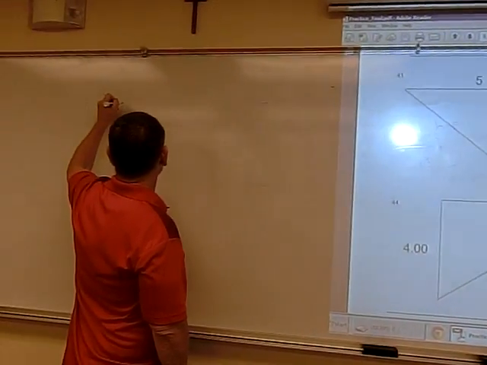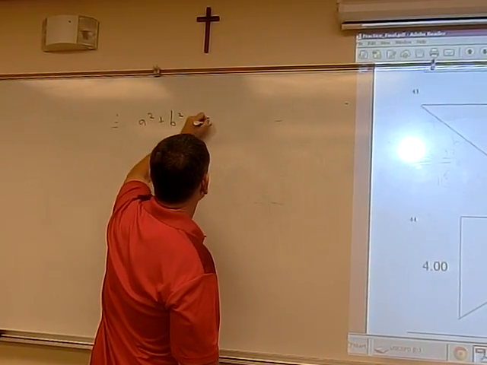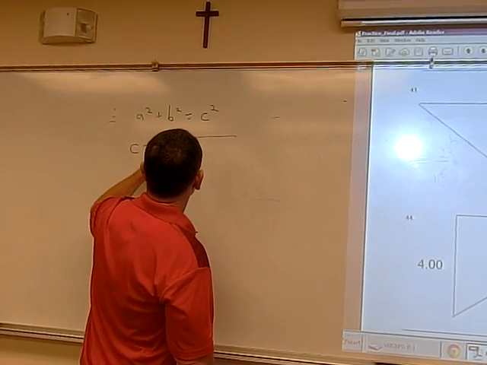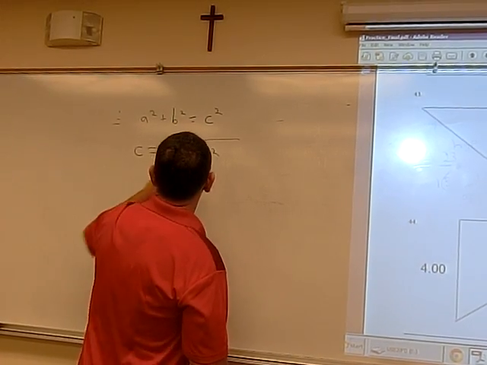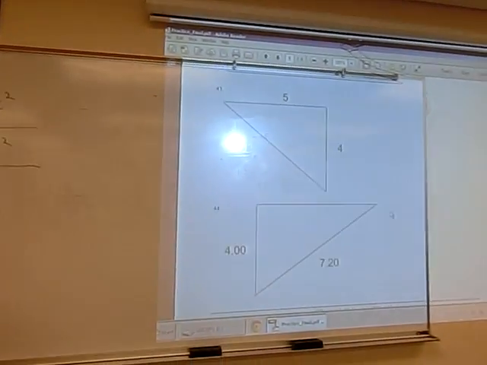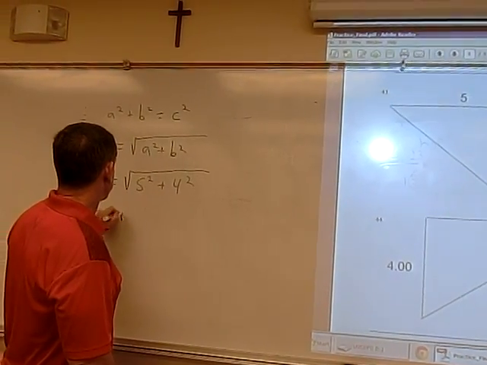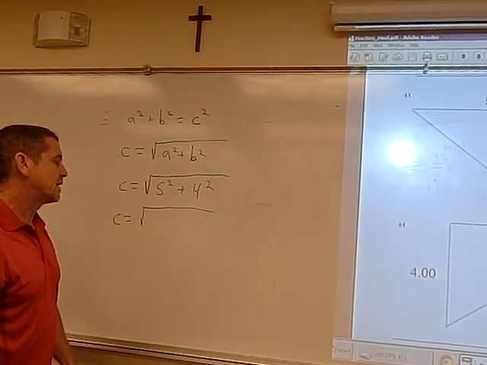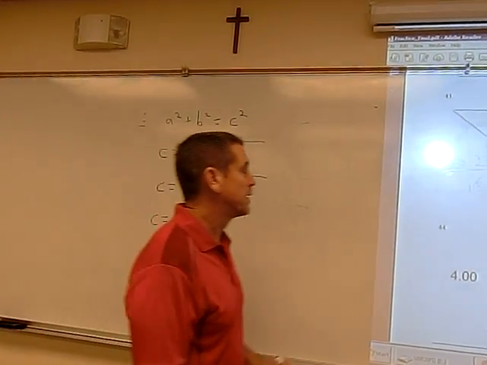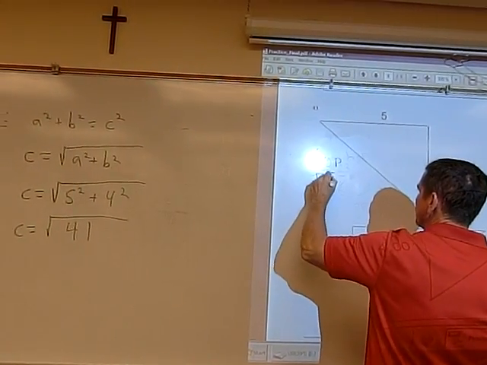Okay, so let's get that side. For the hypotenuse, we know a squared plus b squared is equal to c squared. Therefore, c is equal to the square root of a squared plus b squared. And so c is equal to the square root of 5 squared plus 4 squared. What's that? 25 plus 16, 41. So it's the square root of 41. So this guy is the hypotenuse, and he's the square root of 41.